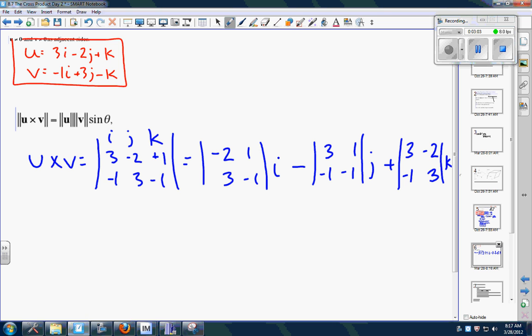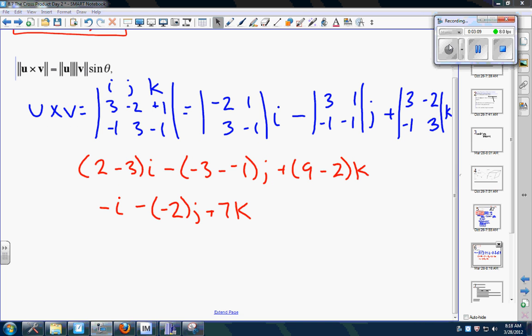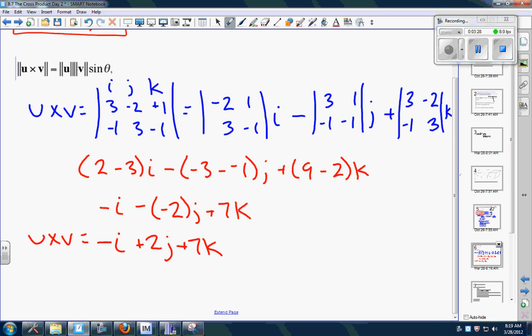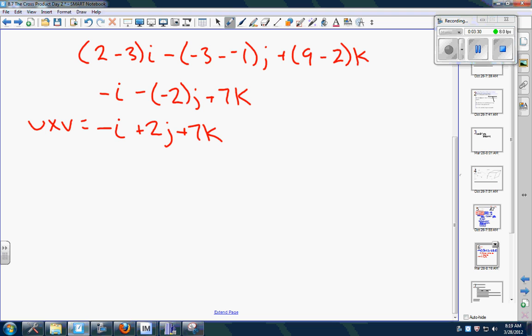All right, I'm going to pause it here and find our determinants. It'd be a good idea for you guys to do it, see if you get the same thing as me. So here's what I've gotten so far, doing the determinants, being careful to show all the signs, watching out what's positive, what's negative. Let's finish this cross product guy up by simplifying it. Negative i, this is going to change to a plus 2j plus 7k. So that's U cross V.